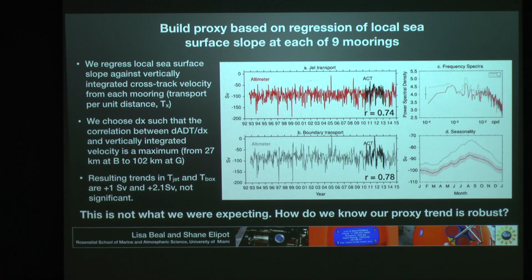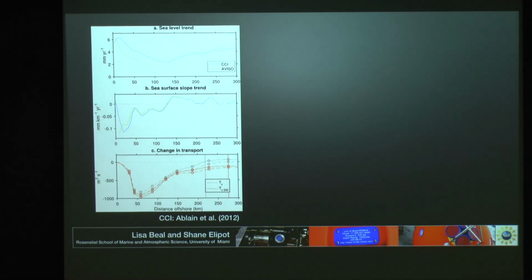And so the question is, how do we know this proxy is robust? We could create another proxy, for instance, which is perhaps more common, where we look at the change in sea surface slope across the whole array compared to the transport across the whole array. And we might also create a proxy where we use the eigenmodes of transport to regress against the sea level variability. So how do we know this one is robust?